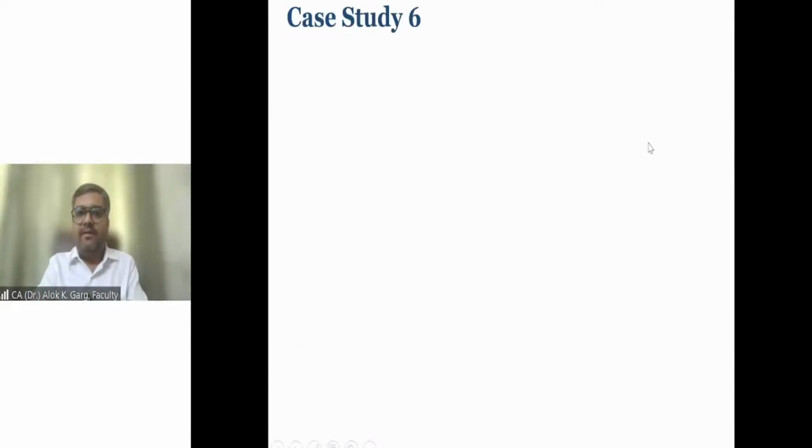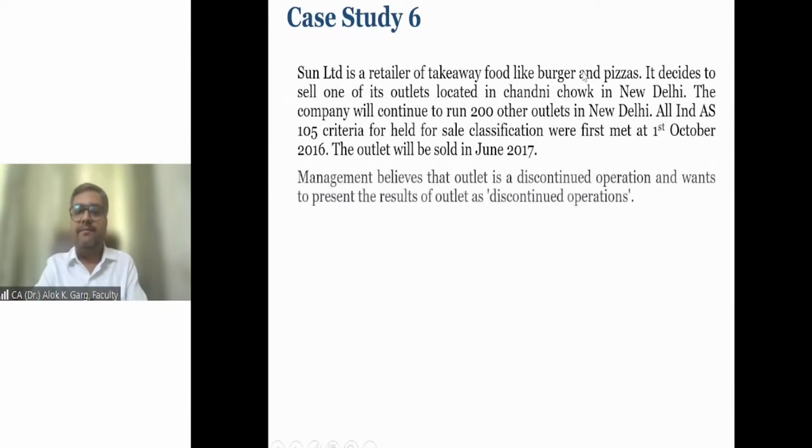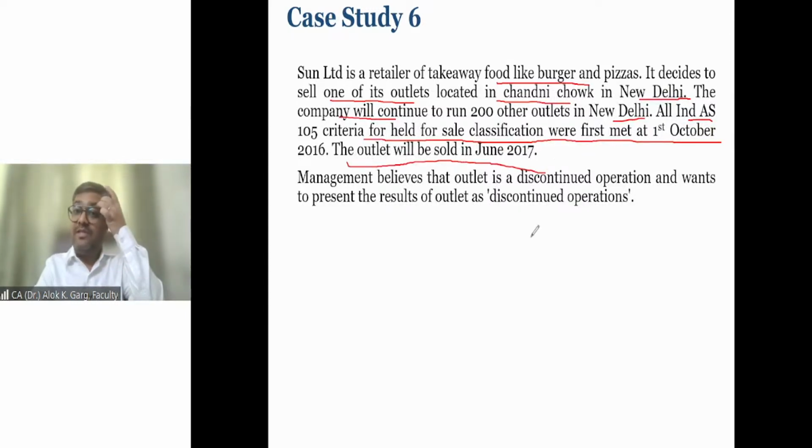Second example, let's discuss this case study. Sun Limited is a retailer of takeaway food like burgers and pizzas. It decided to sell one of its outlets, located in Chandni Chowk in New Delhi. The company will continue to run 200 other outlets in New Delhi. All Ind AS 105 criteria for held for sale classification were first met on 1st October 2016. The outlet will be sold in June 2017.